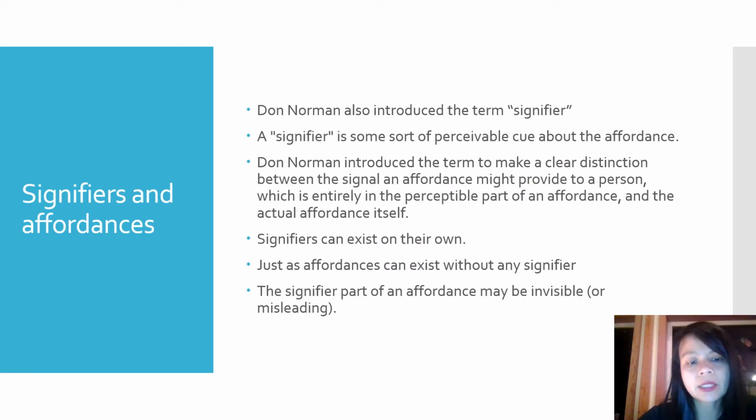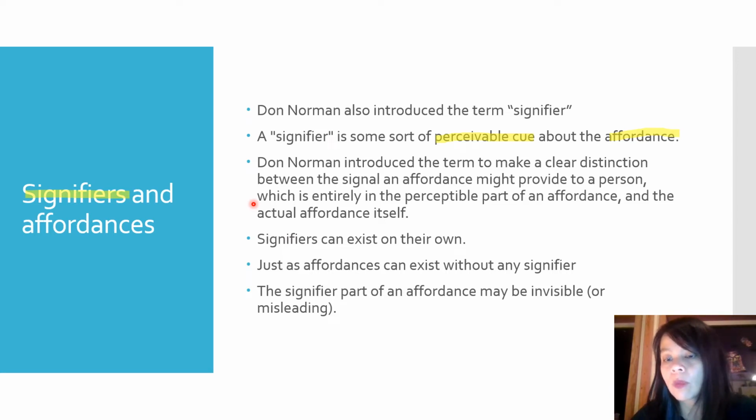The next term I'd like to talk about is signifiers. Okay, so Don Norman also introduced the term signifier. A signifier is some sort of perceivable cue about the affordance. Okay. He introduced this term to make a distinction between the signal and affordance. The signal an affordance might provide to a person is entirely the perceptible part of the affordance, as distinct from the actual affordance itself. So it's sort of like just the perceived affordance, okay?